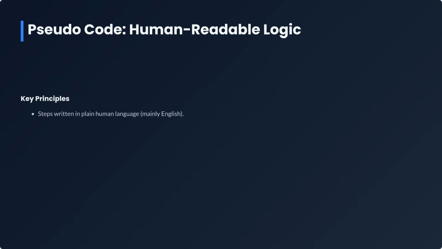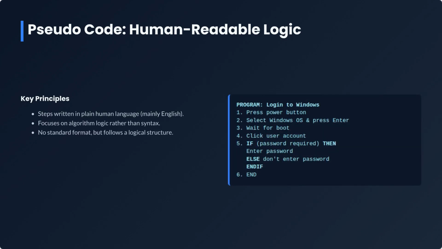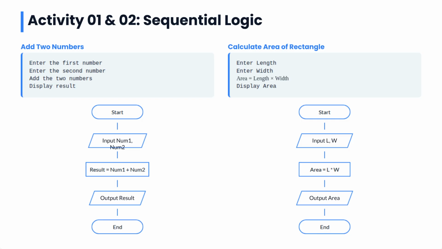It focuses on the algorithm's logic rather than programming syntax and follows a clear, logical structure, although no standard format exists. Here are 2 examples of sequential logic: adding 2 numbers and calculating the area of a rectangle. Both examples illustrate the straightforward, step-by-step flow in both pseudocode and a flowchart.